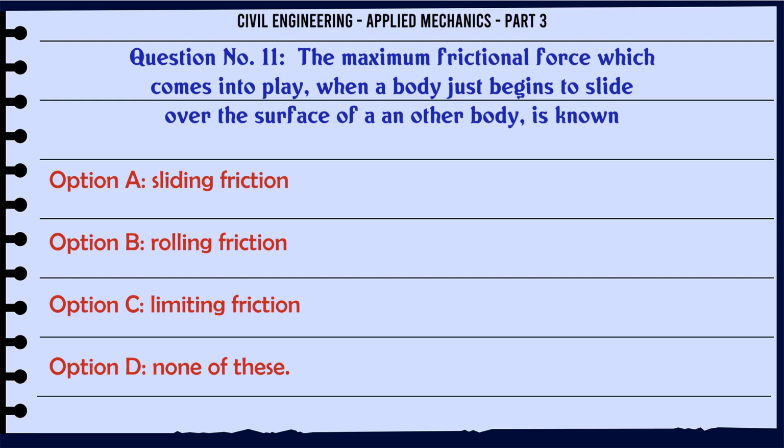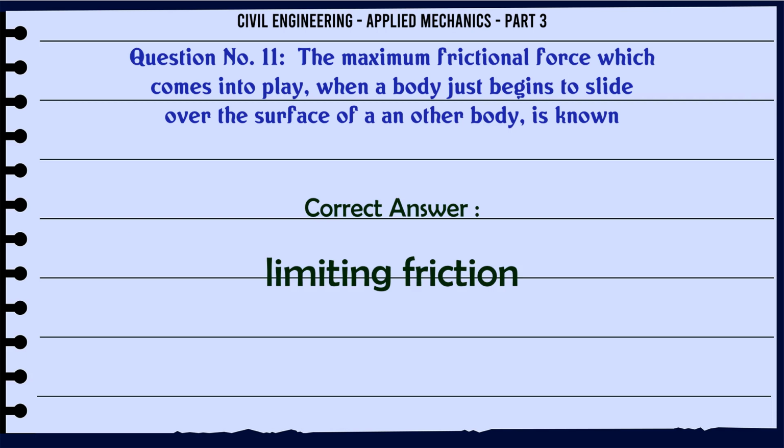The maximum frictional force which comes into play when a body just begins to slide over the surface of another body is known as: A, sliding friction; B, rolling friction; C, limiting friction; D, none of these. The correct answer is limiting friction.